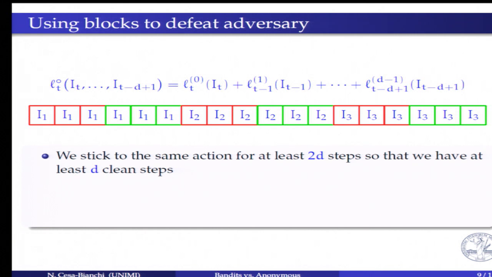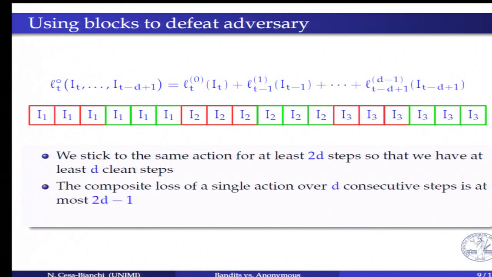Okay, so I can stick to the same action for blocks of 2d time steps, and I will have d time steps of clean actions in which everything I observe will be only caused by a single action and not by a combination of actions. By doing that, I will destroy the interference effect that I have in this model.